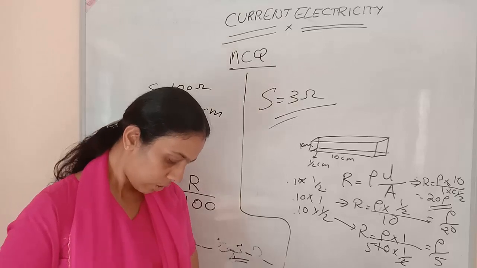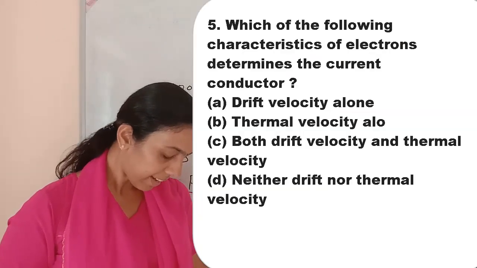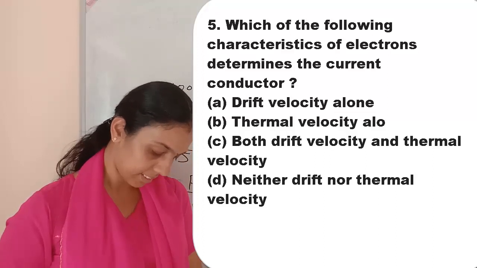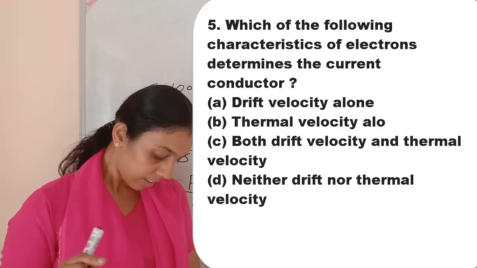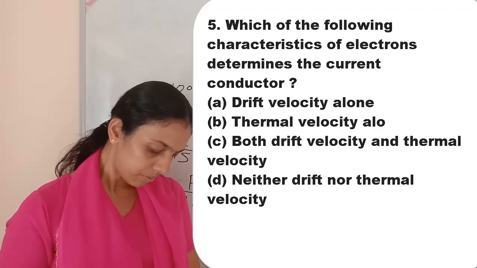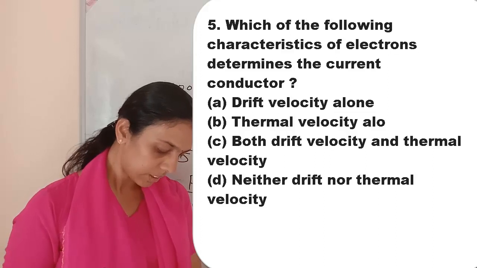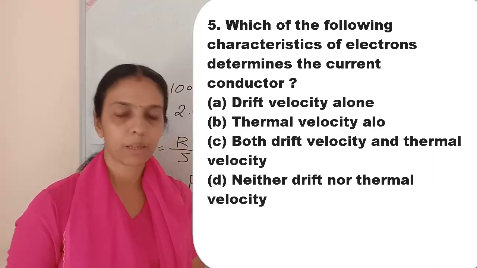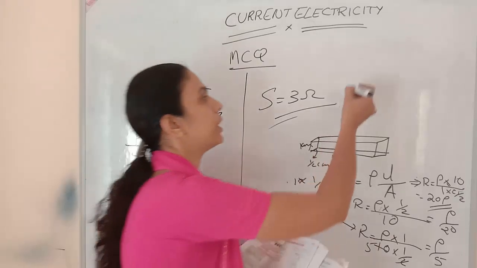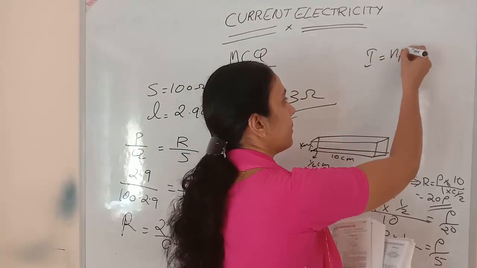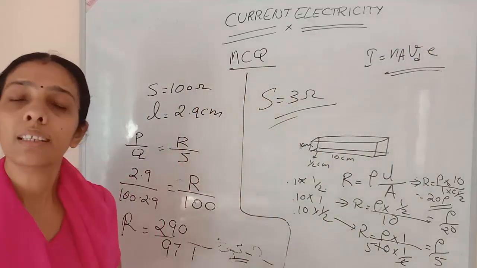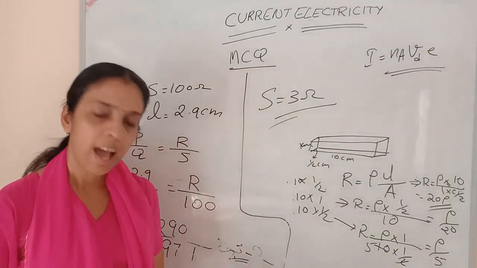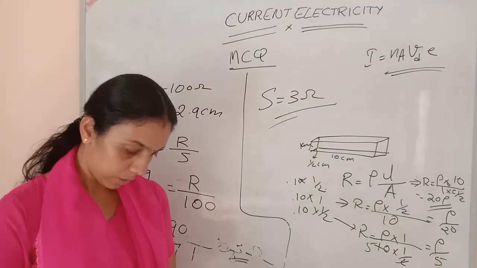So the next question is, which of the following characteristics of electrons determine the current in a conductor? The options are drift velocity, thermal velocity, both drift velocity and thermal velocity, neither drift nor thermal velocity. We know I equals n A v_d e, right? So it depends on the drift velocity alone. So the answer is drift velocity.